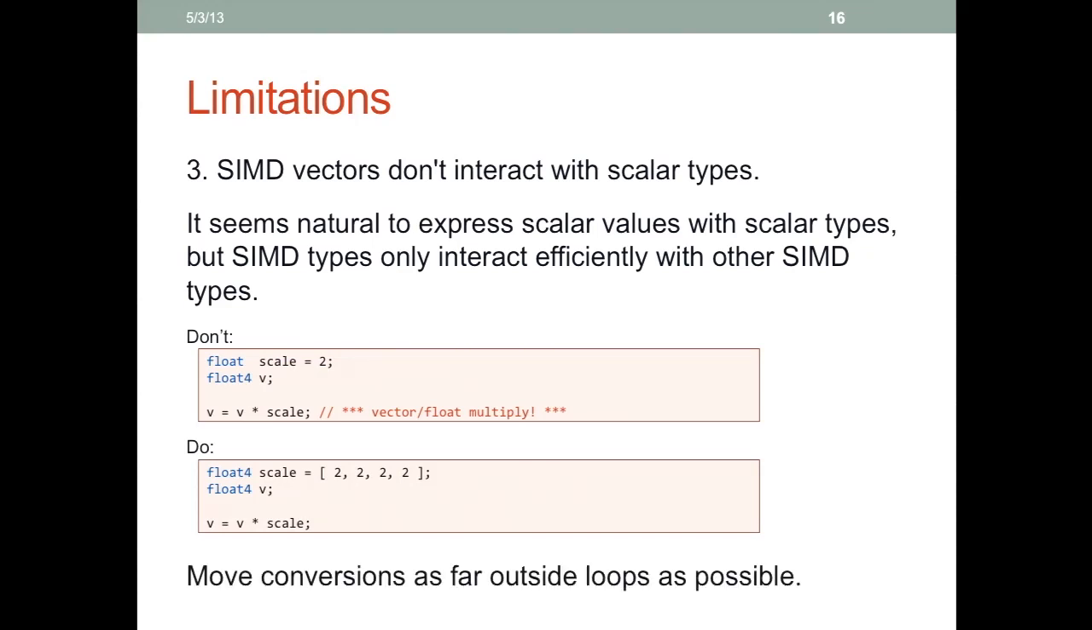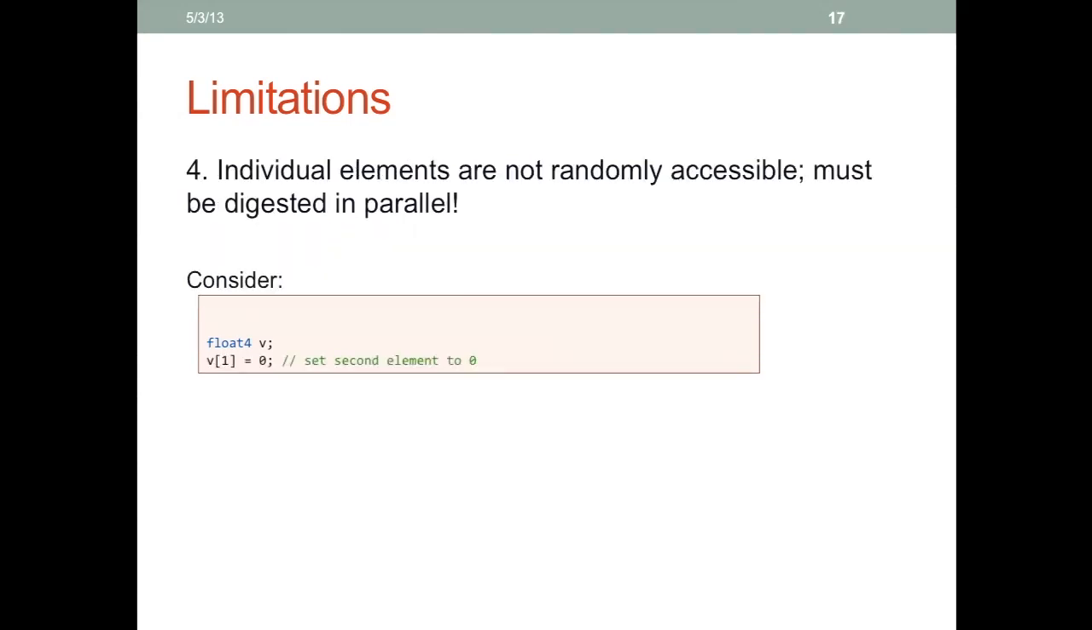If you do need to convert a float, let's say you have a float in the structure somewhere and you need to convert it to a scale, make sure it's not in your loop. Move it outside of your loops as far as possible. Another one that gets everyone, it's important to realize that individual elements are not randomly accessible. They must be digested in parallel. Everyone wants to do this. We have a vector, and we want to access the second element of the vector directly. Let's say set it to 0, or something as such.